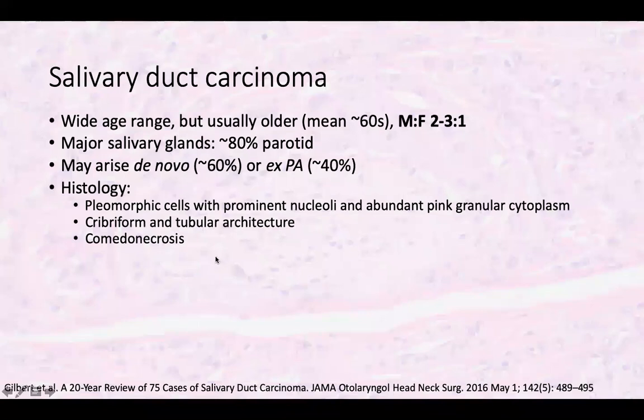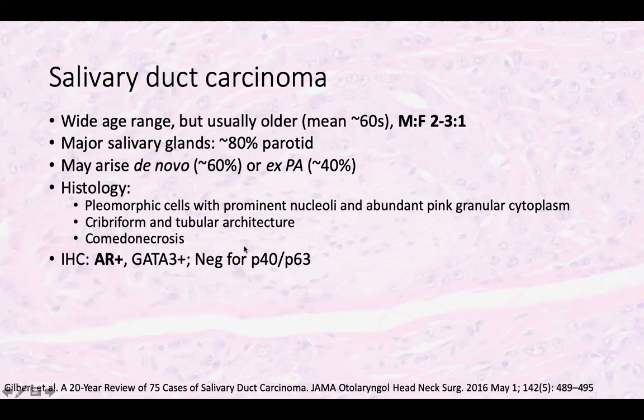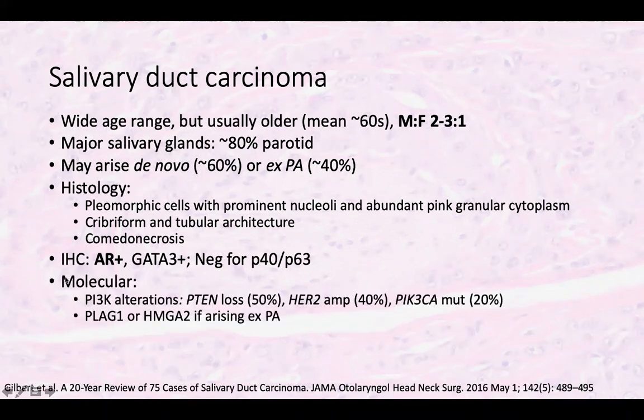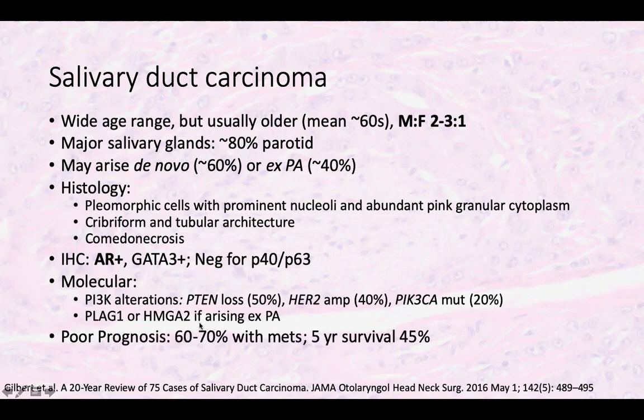We talked about the histology. These are positive for androgen receptor. They'll be positive for GATA3. So it really will stain sort of like an apocrine carcinoma of the breast. And they're negative for P40 and P63, which can be helpful with the differential diagnosis, as I'll show you. By molecular, they show alterations in the PI3K pathway, so PTEN loss, HER2 amplification, and PIK3CA mutations, which will lead to more activity of this pathway. And then if they arise ex PA, you can obviously see the alterations that you would see with the pleomorphic adenoma.